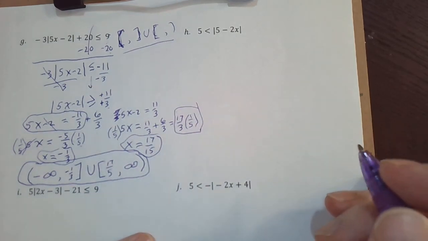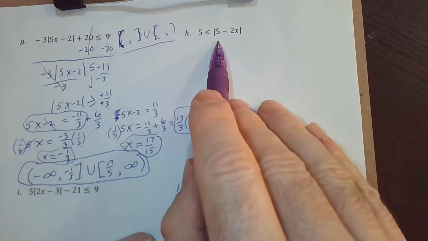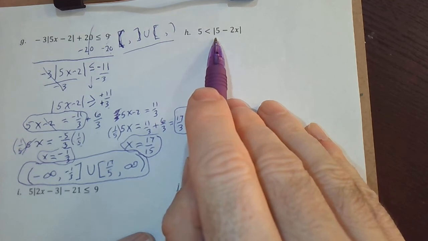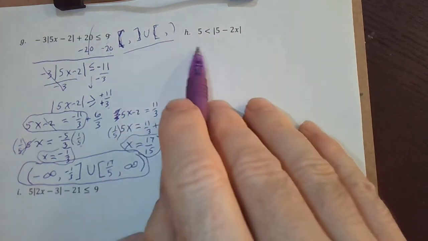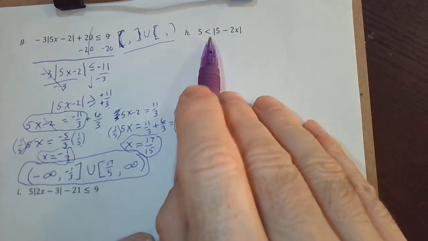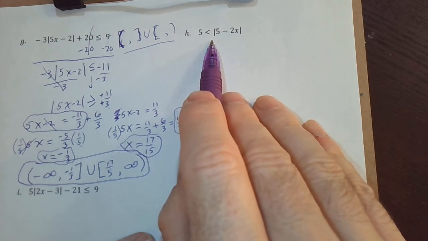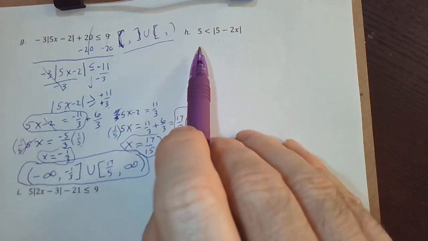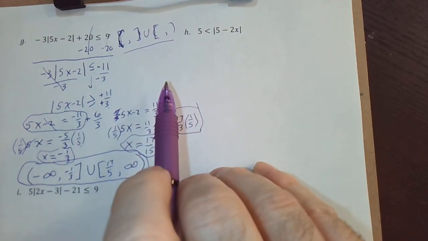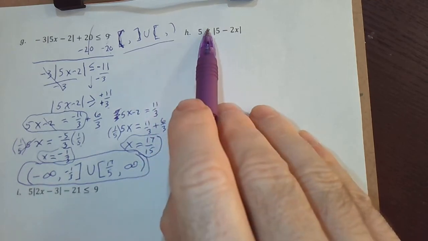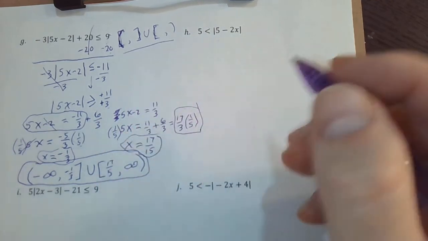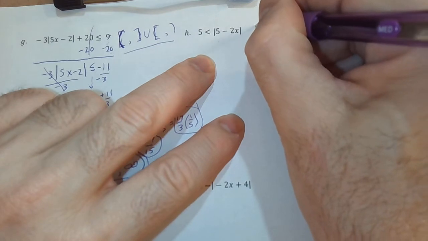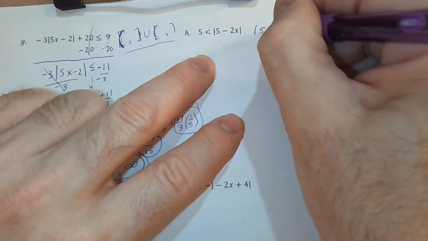Let's move on. Okay, so what I want to do is get the absolute value. Well, let me ask you, is this going to be the solution? Is it going to be one interval, or is it going to be the union of two intervals? And if you look and say it's a less than, well, let's rewrite it. I want the absolute value on the left.